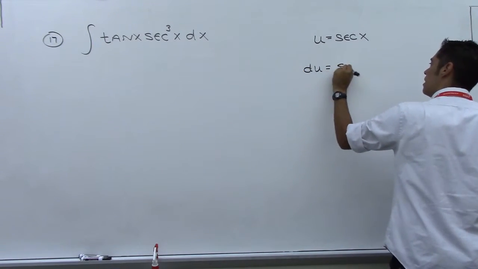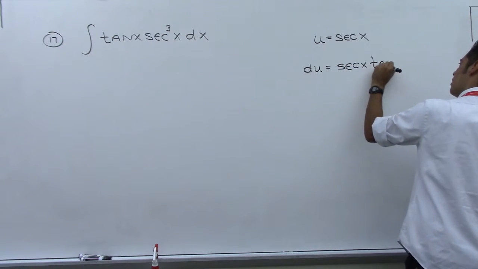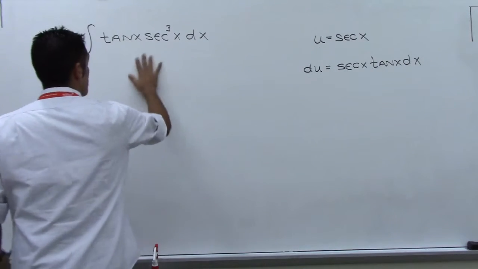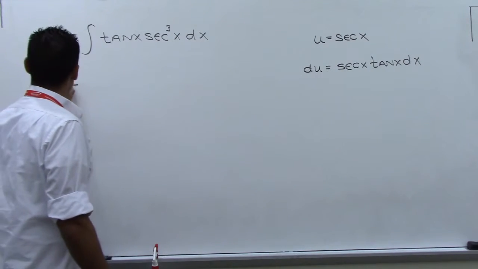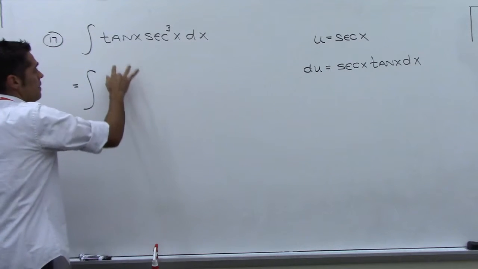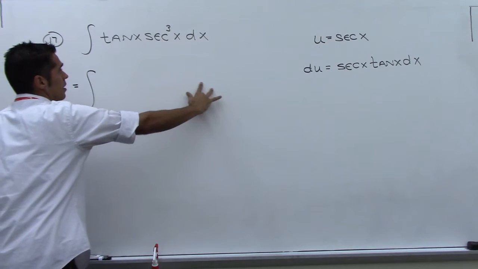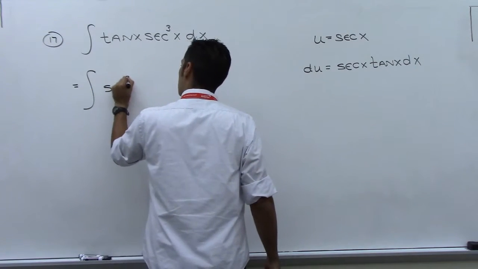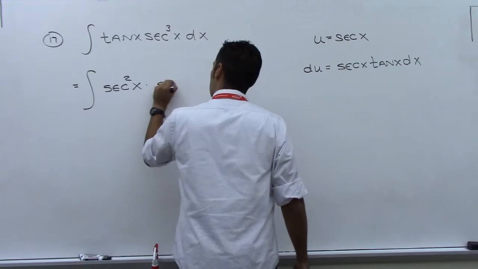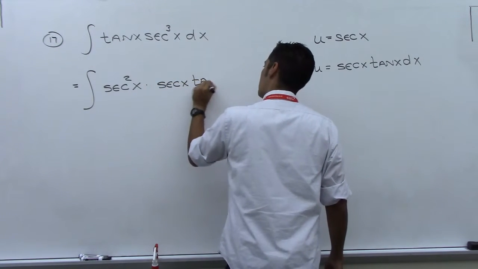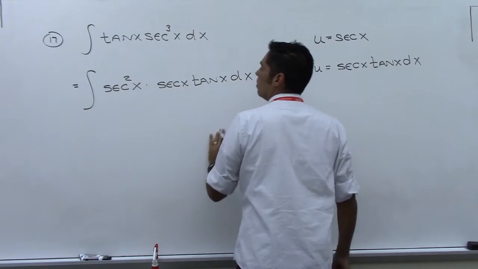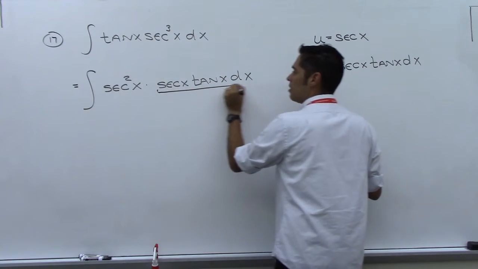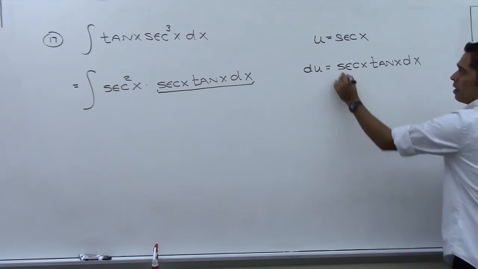The derivative of secant x is secant x tangent x dx. And so what I'm looking for is to try and get a secant x tangent x out of this. So notice that if I take the tangent x out over here and peel one secant off of that, I get secant squared x times secant x tangent x. So I'm just rewriting the integral, right? This is still secant cubed, and then here's tangent. But notice that secant x tangent x dx is du right here.